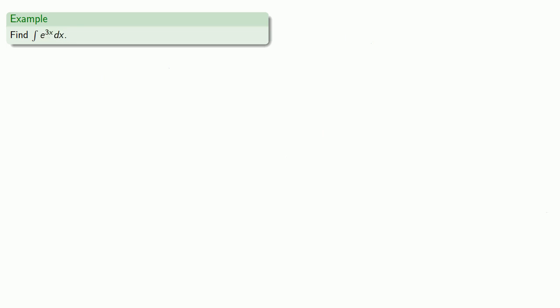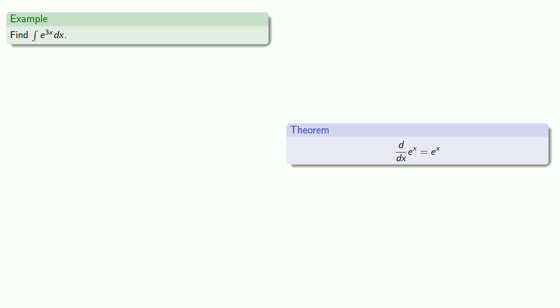Let's try another antiderivative. So we want to find a function whose derivative is e to the 3x. So we might ask ourselves, self, what produces something that looks like e to the 3x? And we might remember the world's easiest derivative. The derivative of e to the x is e to the x. And so maybe this e to the 3x came from e to the 3x. Well, let's check it out.